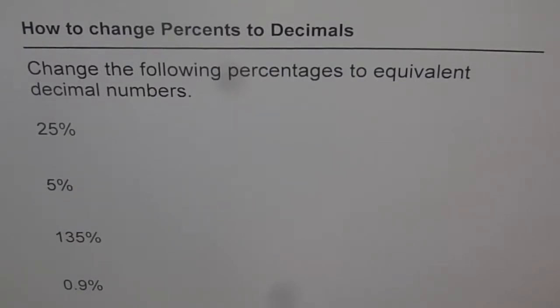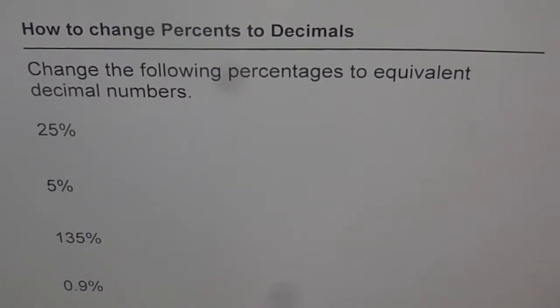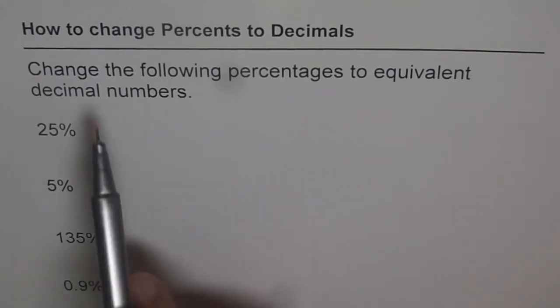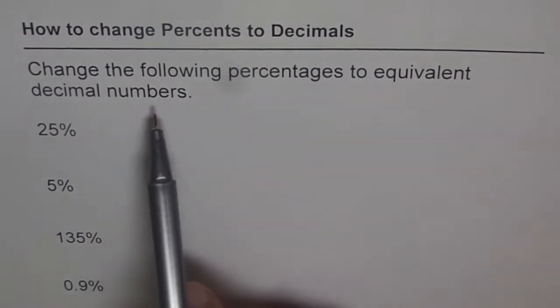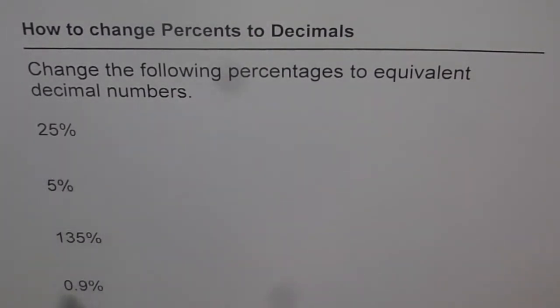How to change percents to decimals? I'll teach you 3 simple steps to do so. Here is an exercise which says change the following percentages to equivalent decimal numbers. So we have 4 for you: 25%, 5%, 135%, and 0.9%. And we will see how we can write these percentages as decimal numbers.